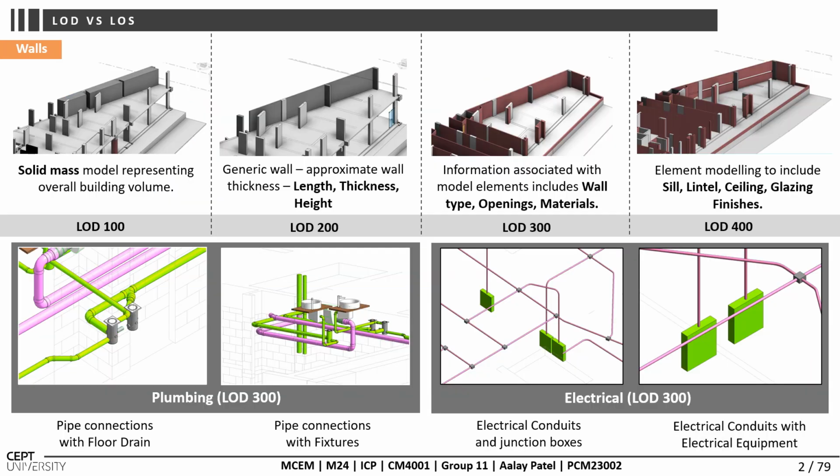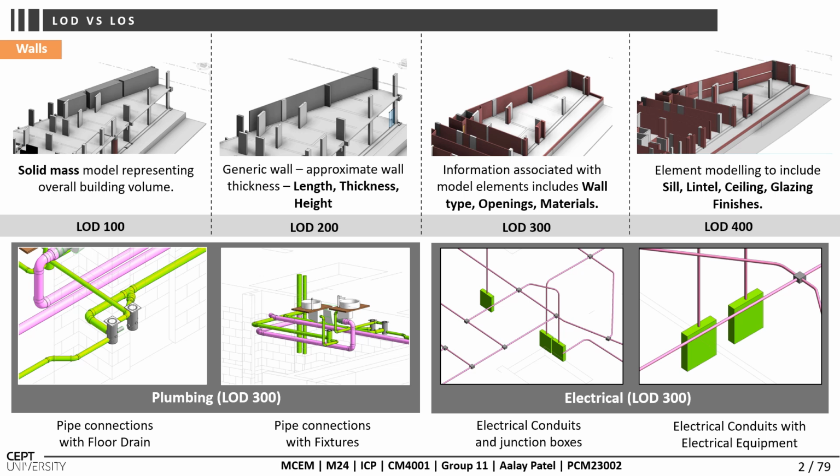In the development of different levels of detail (LOD) models for this project, we focused on progressively refining the model which we have shown. LOD 100, that stage involved creating a basic mass model to represent the building's overall volume and layout. LOD 200, at this level we introduced preliminary attributes such as wall types, materials, and other essential components to provide a general understanding of the structure.